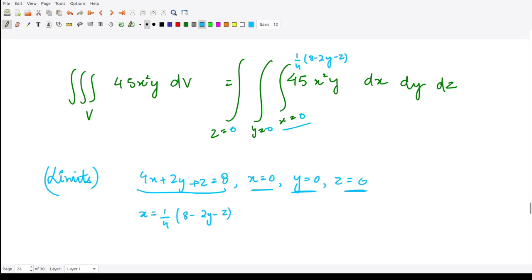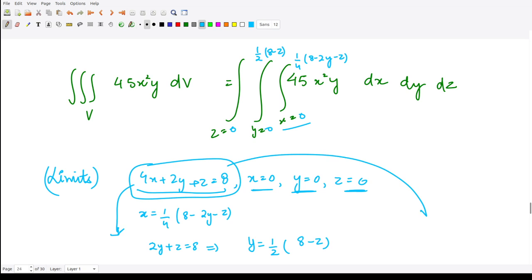Now for y, I can write the same equation, but now I want my equation to be independent of x. So I can write 2y plus z is equal to 8. So from here I can obtain y equal to 1 by 2 times (8 minus z). So this is the upper limit for y. And lastly I want the value of z from this equation. I do not want x and do not want y, so z is equal to 8. So my upper limit for z is equal to 8.